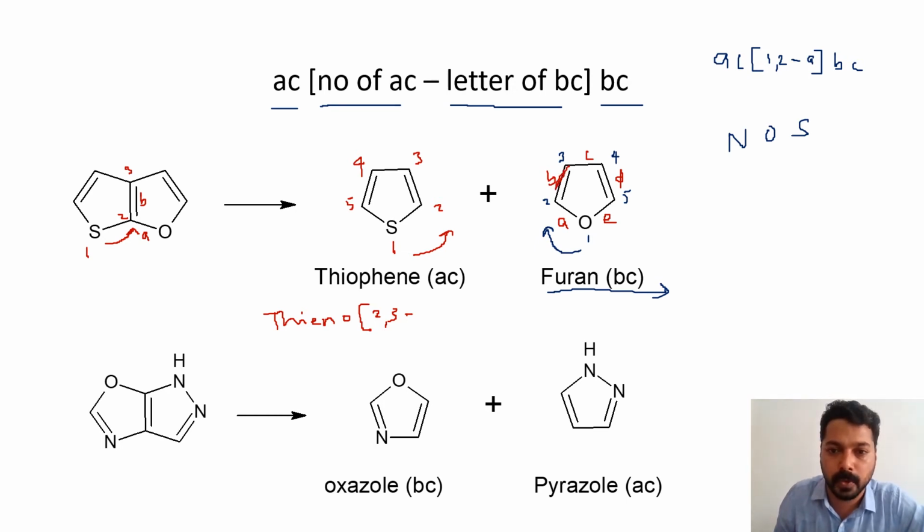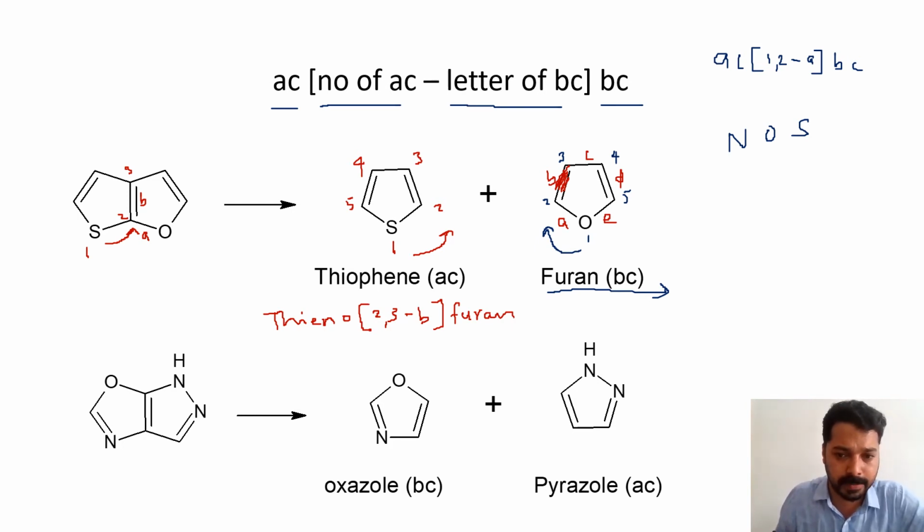This is the fused bond. So it is 2,3-b. Then the name of the base component, that is furan. Then you can add the suffix furan. So the name of this compound will be thieno[2,3-b]furan.